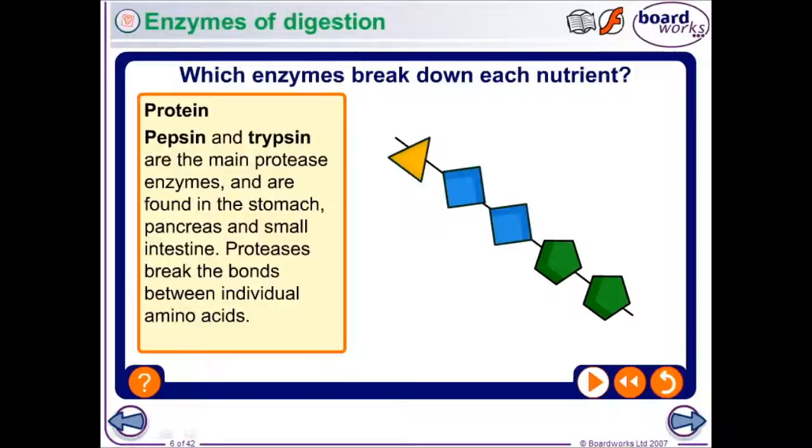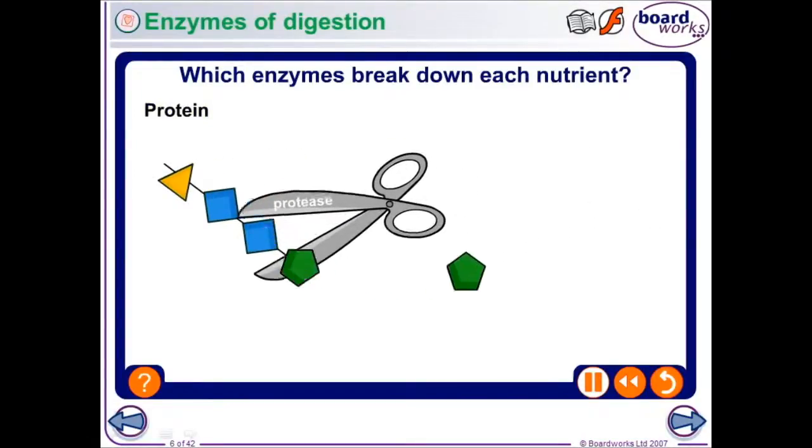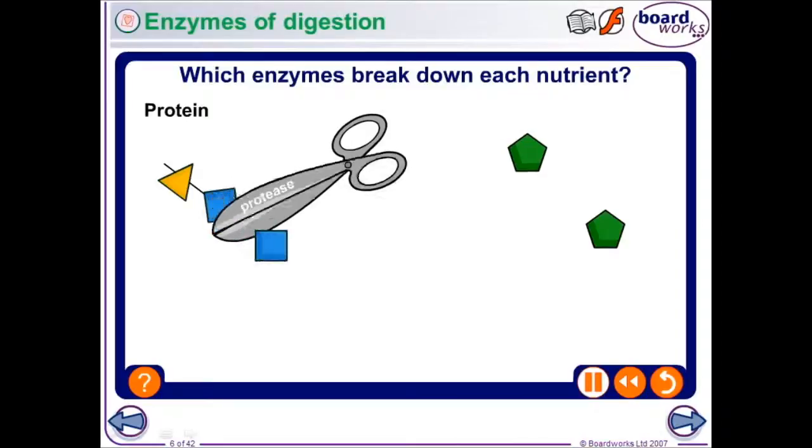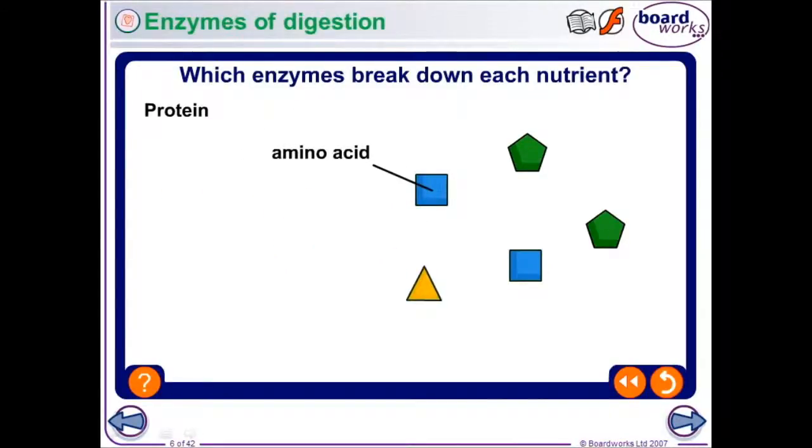These two enzymes are present in the stomach, pancreas and small intestine, and they help break down the protein into its individual amino acids. So again, just like for carbohydrates, the enzymes in the digestive system help break down larger molecules into smaller molecules.